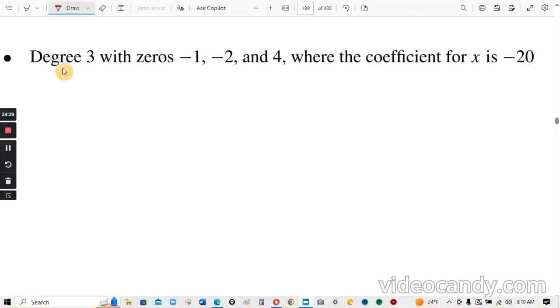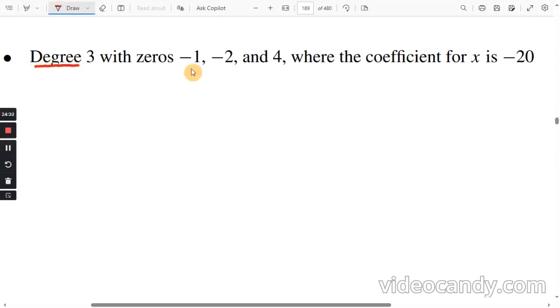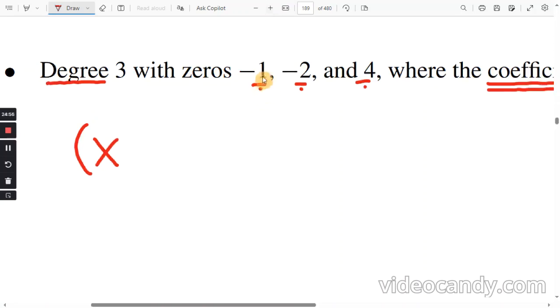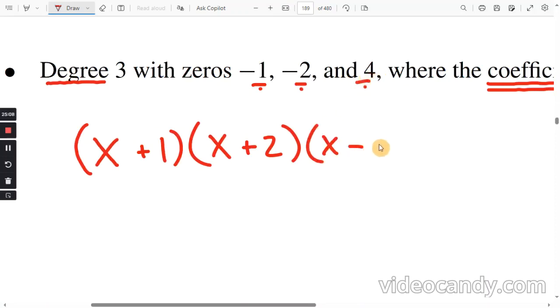All right, last one. Degree 3 with zeros of negative 1, negative 2, and 4. But the coefficient for x is negative 20. Okay, so this stipulation here, I think, is going to change things at the end. But anyhow, if the zeros are negative 1, negative 2, and 4, that means x minus negative 1, or x plus 1, is going to be a factor. X minus negative 2, or x plus 2, is going to be a factor. And x minus 4. Those are all going to be factors.